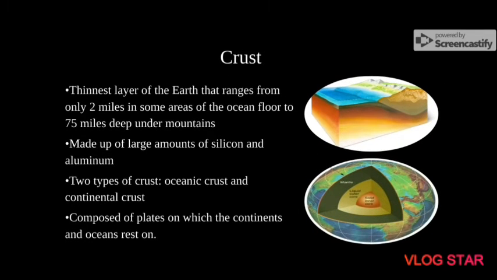Let's start researching more about the crust. The crust is the thinnest layer of the Earth that ranges from only 2 miles in some areas of the ocean floor to 75 miles deep under mountains. The crust is made up of large amounts of silicon and aluminum. There are two types of crust, including oceanic crust and continental crust. The crust is composed of plates on which the continents and oceans rest. We live on the crust.